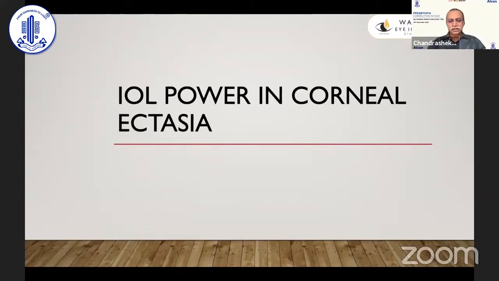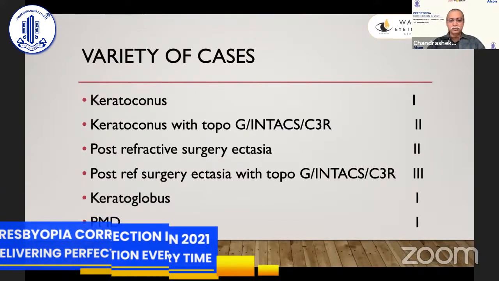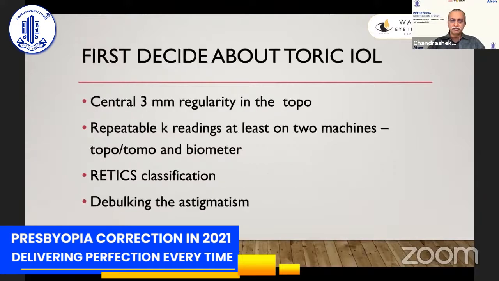This is the new challenge ophthalmologists are facing, and it includes a variety of cases: keratoconus without procedure, post-LASIK ectasia without any procedure, keratoglobus, PMD. What are the challenges? Getting the K reading consistently is not all that easy. AP ratio is altered. We get a false deep ACD, and therefore ELP prediction becomes difficult. And prior refractive surgery in some cases, we don't know whether it complicates the matter or simplifies.